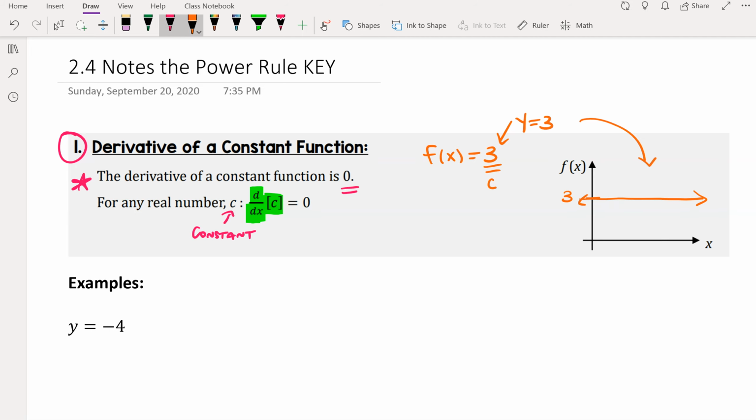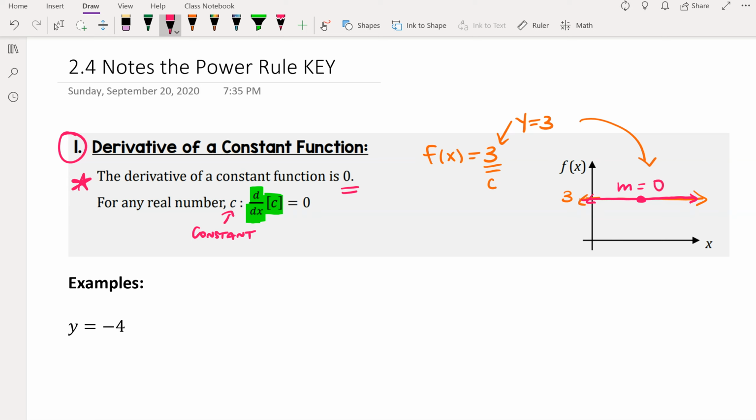Why is the derivative 0? Well, remember, the derivative is the slope of the tangent line. So if I were to draw a tangent line on this graph, no matter where I drew it, the tangent would be right on top of this linear function. And what is the slope of that tangent line? The slope equals 0. Slope of the tangent line is 0. That's why the derivative of a constant is 0.